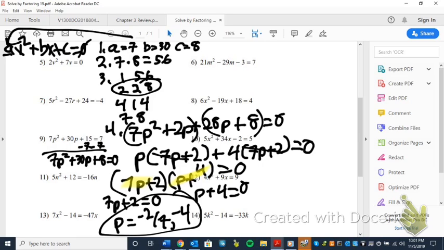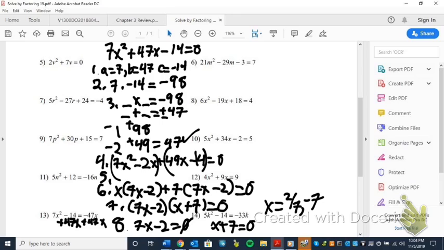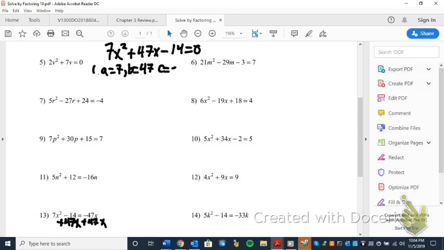Okay, next one. Which one are we doing? Let's do number 13. So notice here we have that negative 47x on the other side. We have to put this in standard form. So I'm going to add 47x to both sides. And this gives me 7x squared plus 47x. Whoa, don't look. You'll see the magic before it happens.